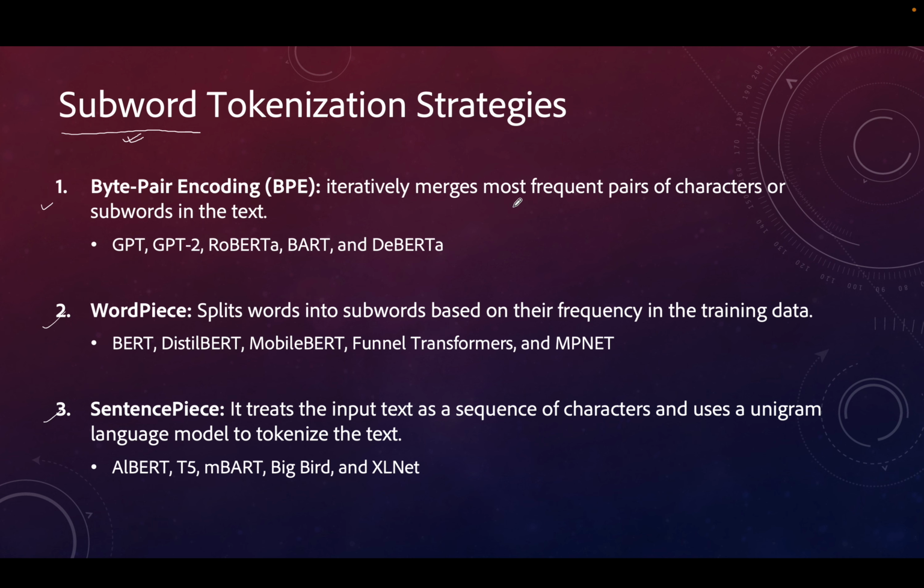So let's see. For simplicity, let's take a few examples. Let's say we have words like pub, pubs, pun, and hub. Only these 4 words in our text. And let's say pub occurs 10 times, pubs occurs 5 times, pun occurs maybe 12 times, and hub occurs 15 times. So it starts with this approach, byte pair encoding.